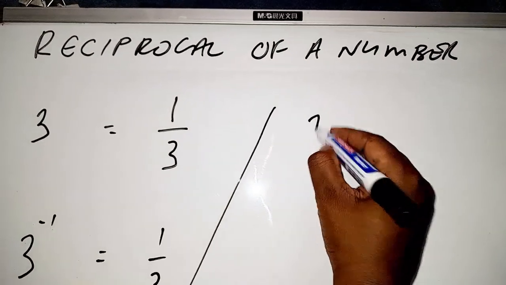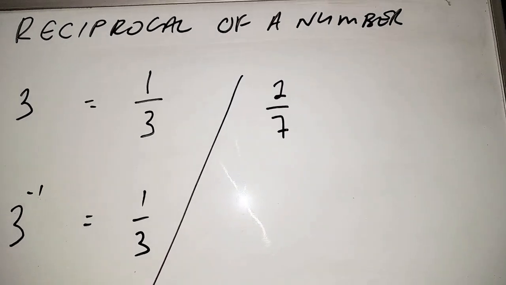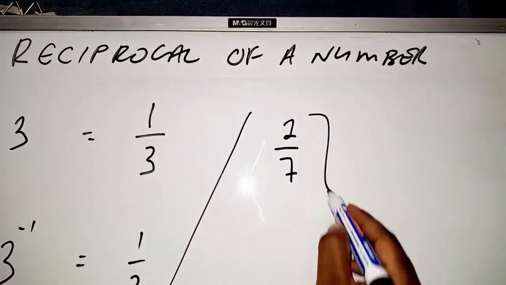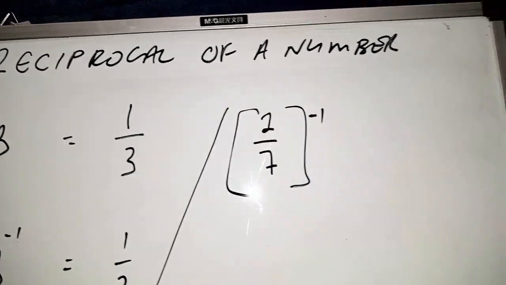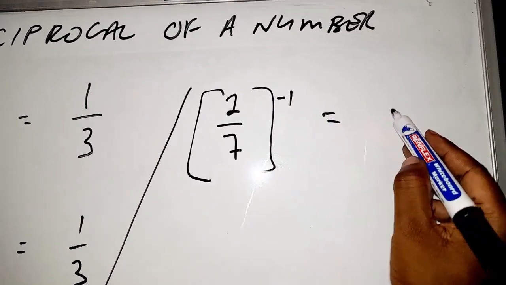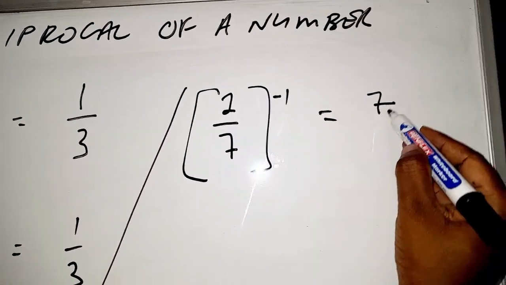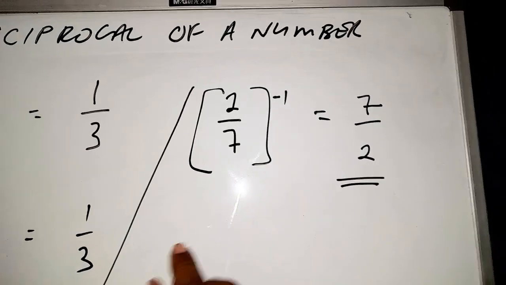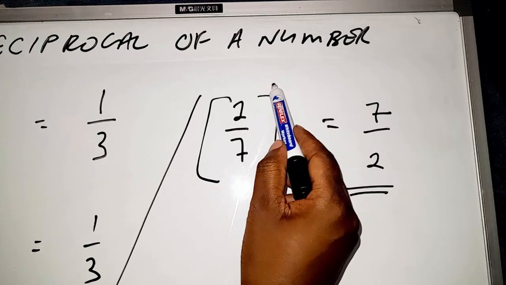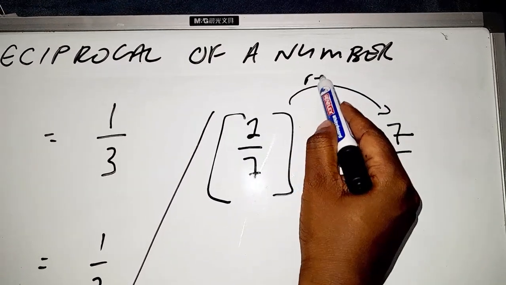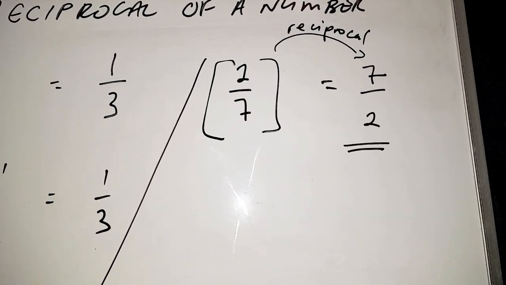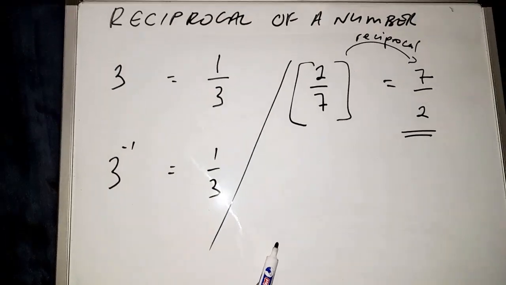Like for instance, you can have 2 over 7, and if they ask you to write the reciprocal of 2 over 7, it can mean something like this, and as a result you are now inverting, and then it becomes 7 over 2, and this is the reciprocal. So if they are saying the reciprocal of 2 over 7, this number appears like this, more of an inversion of the number. So hence that's what we mean by reciprocal of a number.